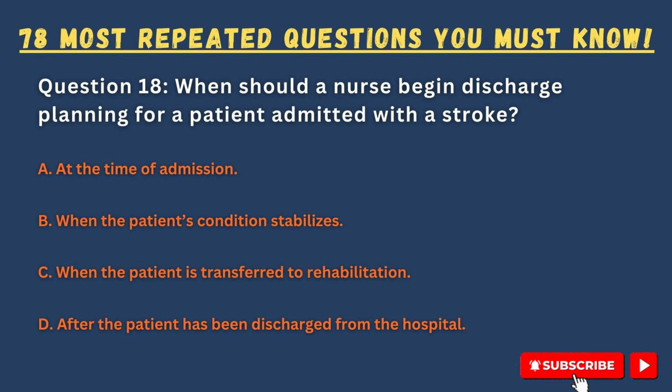Question 18. When should a nurse begin discharge planning for a patient admitted with a stroke? A. At the time of admission. B. When the patient's condition stabilizes. C. When the patient is transferred to rehabilitation. D. After the patient has been discharged from the hospital.